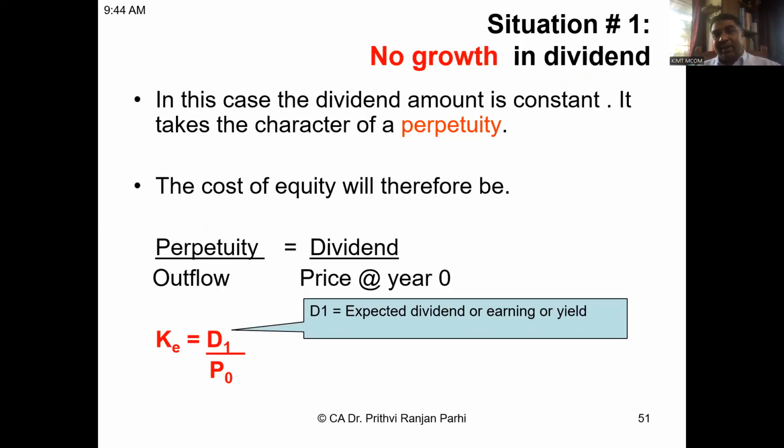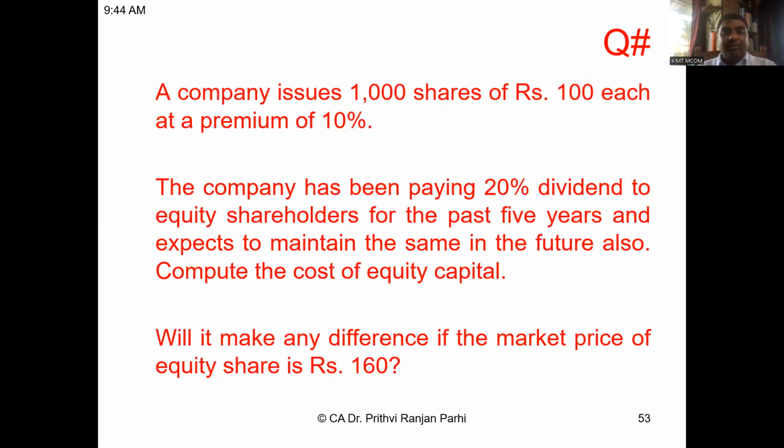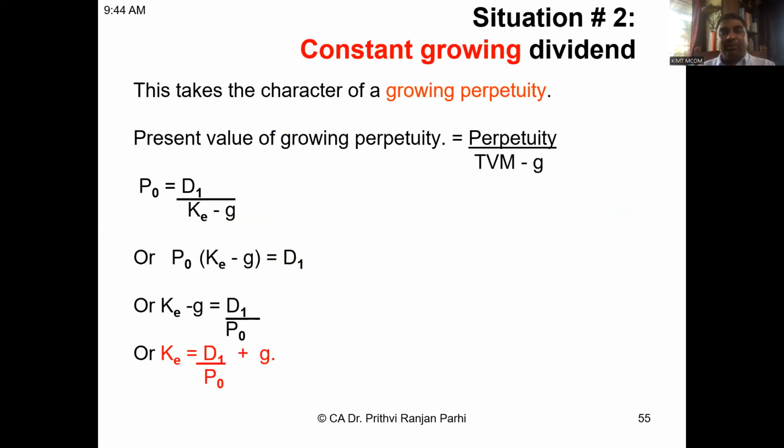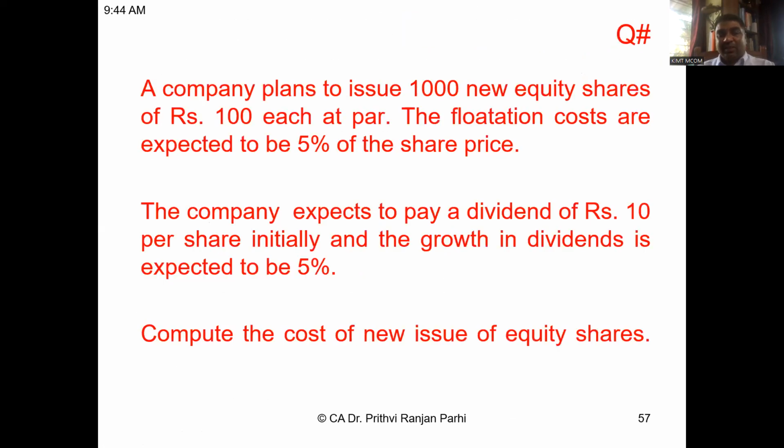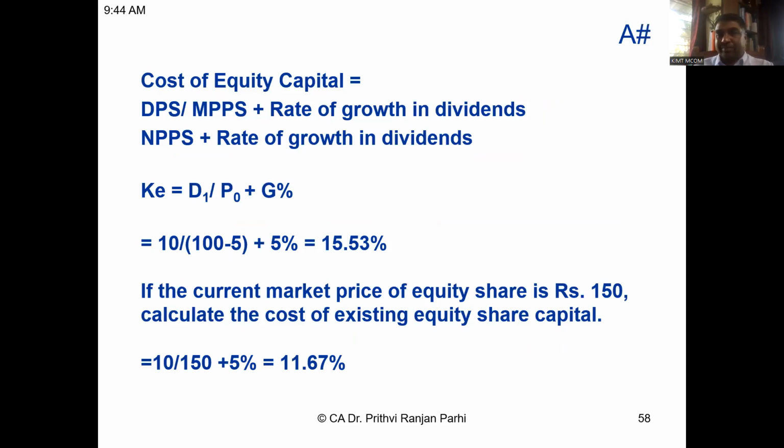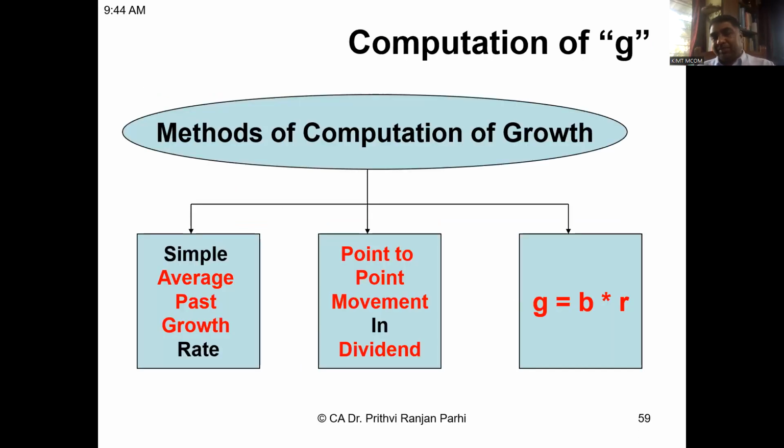And you have learned that if there is no growth in dividend and you are following the dividend calculation model, the cost of equity is equal to D1 by P0. And if some growth is involved, the formula will be D1 by P0 plus G. This is what we have learned. And if there is some issue cost that needs to be netted off from the price, when we are solving this question, we have seen that price is 100, but there is issue cost of 5. So effectively price became 95, 100 minus 5. This question we have solved.